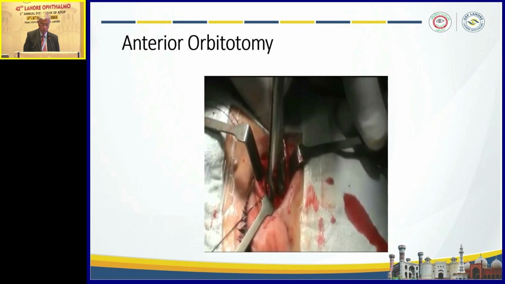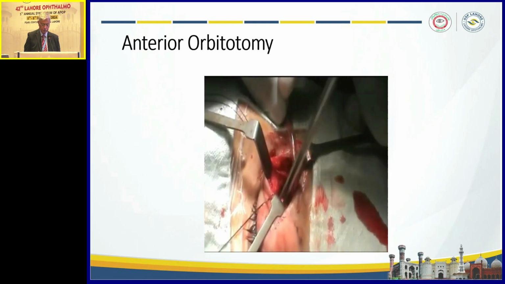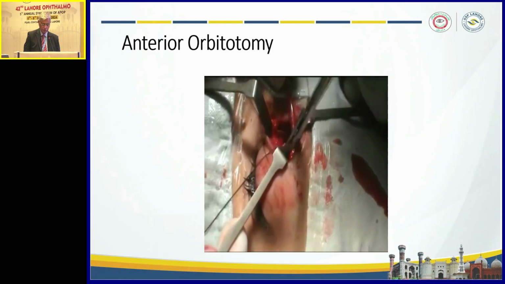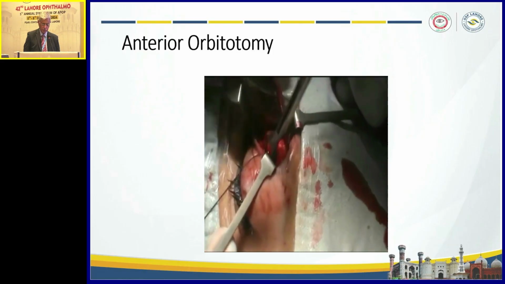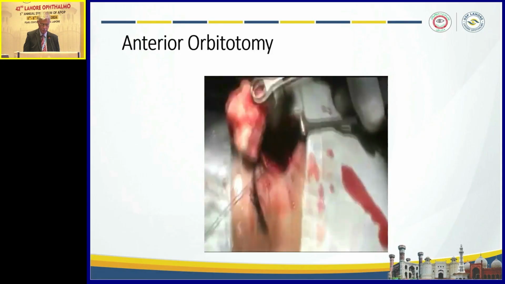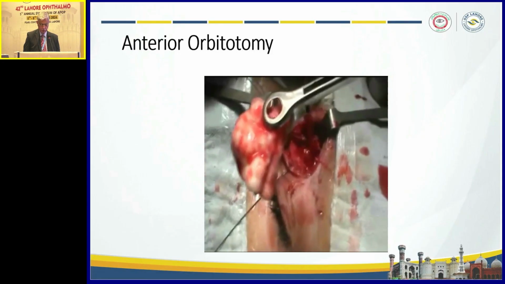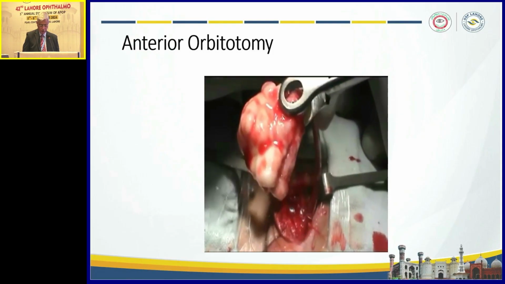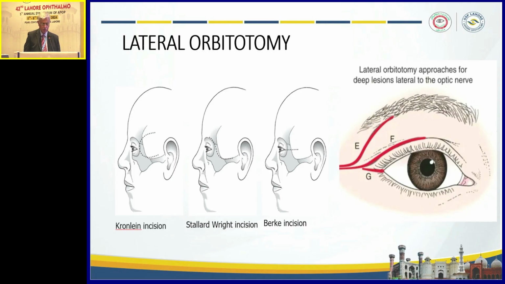There are places where the saw doesn't work, then we have to use the hammer and the chisel. And this came out to be a very big osteoma. So this was the anterior orbitotomy along the superior orbital margin. Then we come to the lateral orbitotomy.